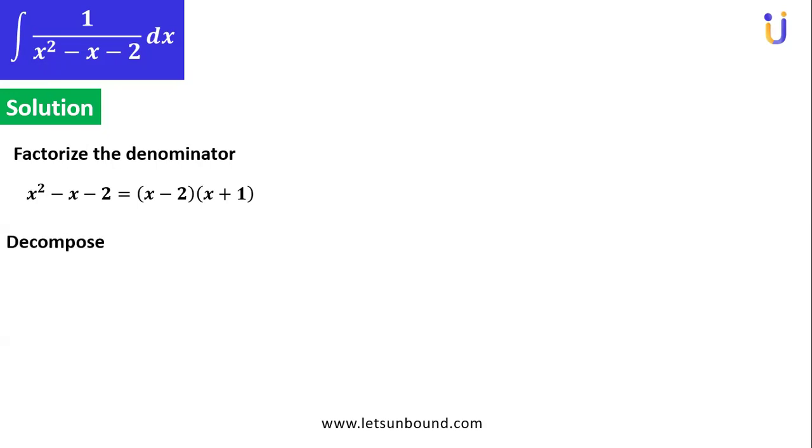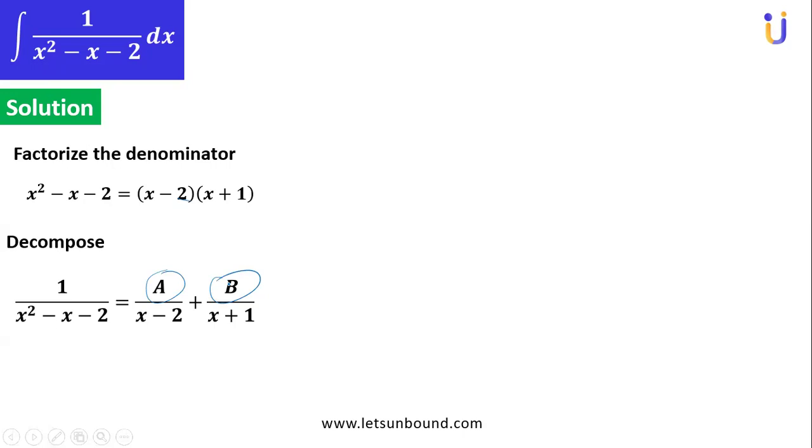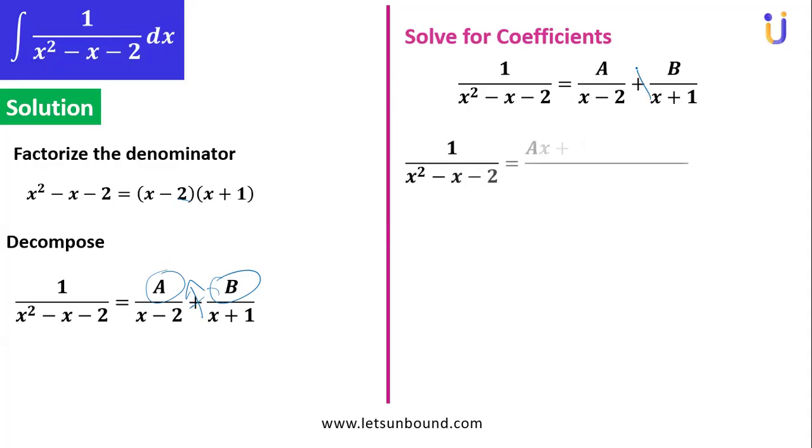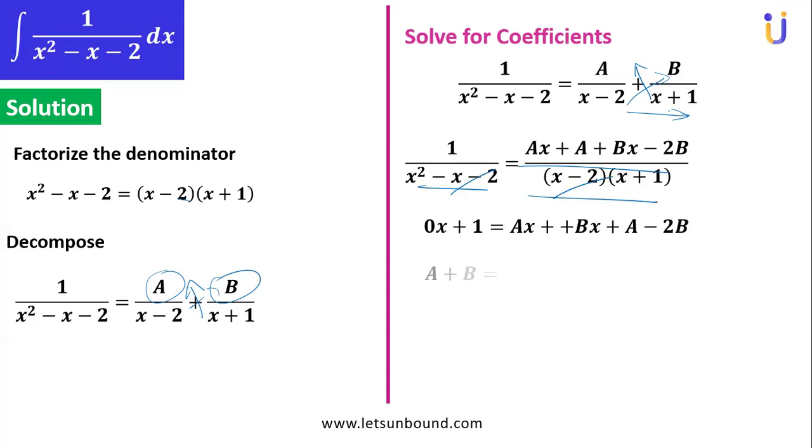So 1 by x squared minus x minus 2 is the first coefficient a by the first factor plus b by the second factor, and we need to find what a and b are. How to find them? Cross multiply. If we cross multiply like this, on the left side it will be the same, ax plus a, and this will go bx minus 2b. The denominators get multiplied, and this and this are the same, right? So they will get cancelled.